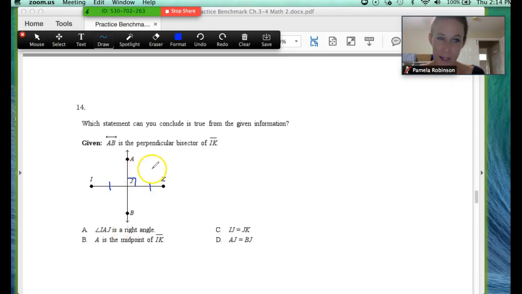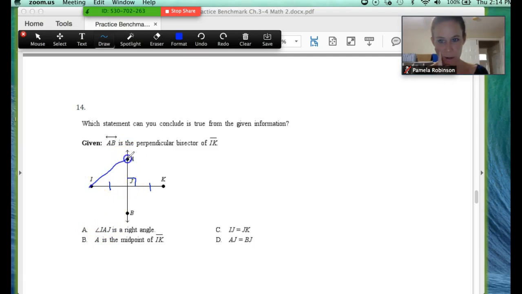It does not necessarily mean these are congruent. No, no, no, you don't know that. It does not say IK bisects AB. It says AB is the perpendicular bisector of IK. So these are congruent. So let's go through it. Which of these can we conclude is true? Angle IAJ, so IAJ is a right angle.